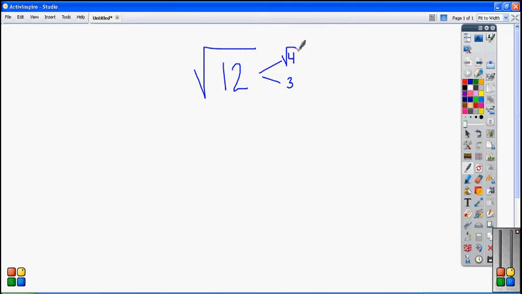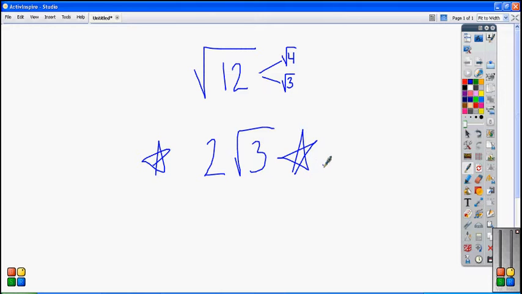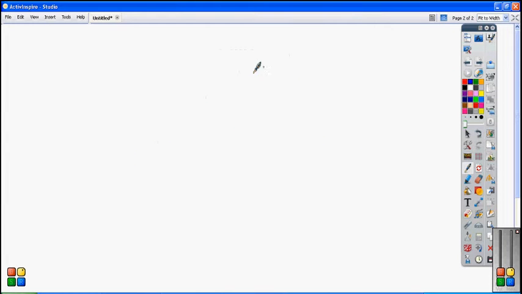Well, 4 is the perfect square. And if we square root each of these, the square root of 4 is 2. The square root of 3 we can't do, so we just leave it as the square root of 3. And here is your finalized answer. That's called 2 root 3. And you're done. Let's try one or two more of these to kind of get in the rhythm.